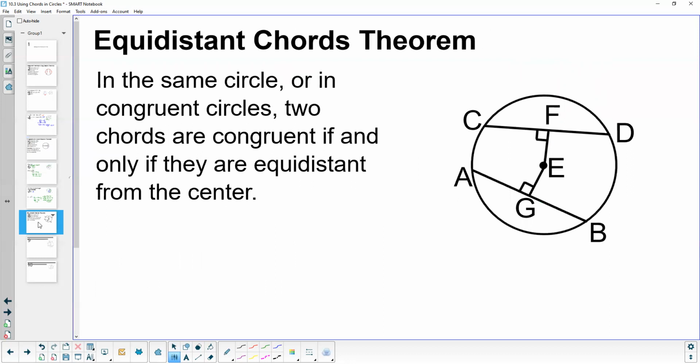This one is called the Equidistant Chords Theorem. It says in the same circle or in two congruent circles, two chords are congruent if and only if they're equidistant from the center.